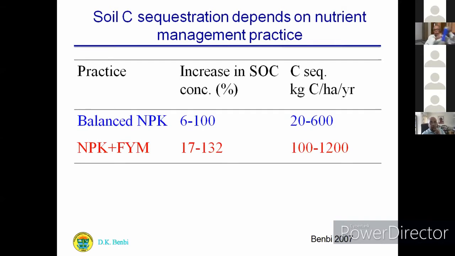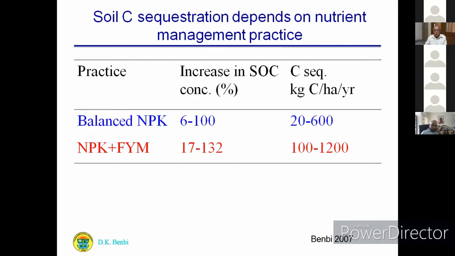I tried to put those data together from all the sites which we had, for more than 20 years. Now, when you compare with N or NP or NK, no balanced fertilization, or unfertilized, if you go for balanced application of NPK, you tend to build up your carbon. Your carbon content can go up to more than double, and your carbon stocks can increase by something like 20 to 600 kilograms per hectare per year.